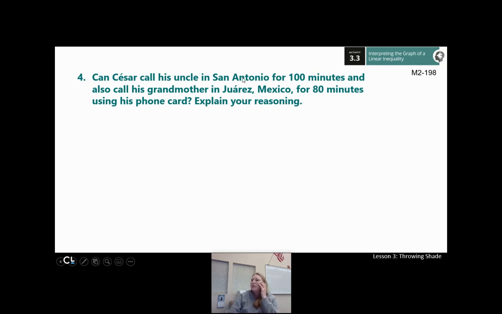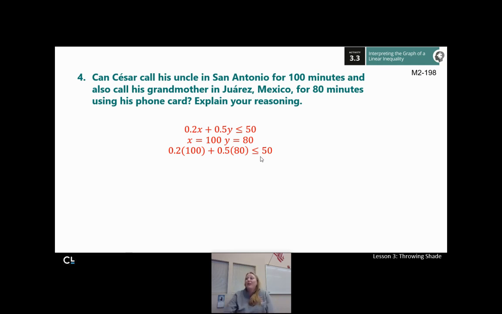All right, so San Antonio is in the United States, so that means x is going to be 100 and y is going to be 80. So let's plug each of those in. 0.2 times 100 plus 0.5 times 80, and we want it to be less than or equal to 50 because of course it's all he's got on the phone card. If you grab a calculator, 0.2 times 100 gives you 20, and 0.5 times 80 gives you 40. And you could probably already see there's a problem here.